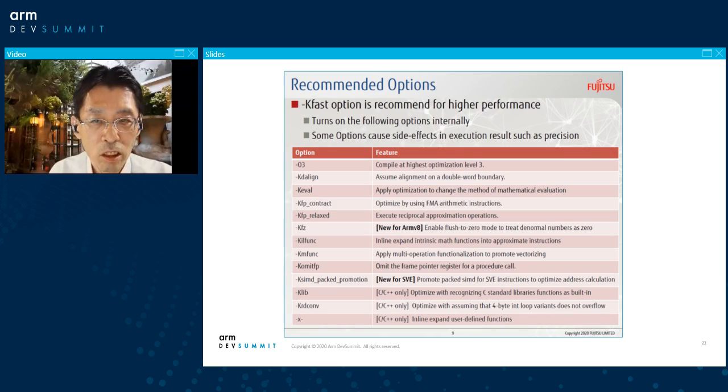So let's look at recommended options, because the Fujitsu compiler has so many options for detailed optimization. I'll talk about some recommended options. The -Kfast option is recommended for performance. When we set the -Kfast option, the table shows what is turned on by default: first -O3, second -Keval, data alignment, some constant folding, and so many other things.